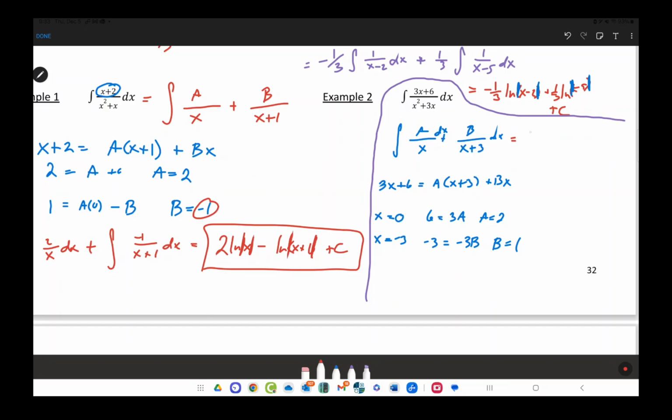So we get the integral of 2 over x dx plus the integral of 1 over x plus 3 dx, which gives you 2 natural log of the absolute value of x plus the natural log of the absolute value of x plus 3, plus c. That is a 3 here. There it is. That's integration by partial fractions.